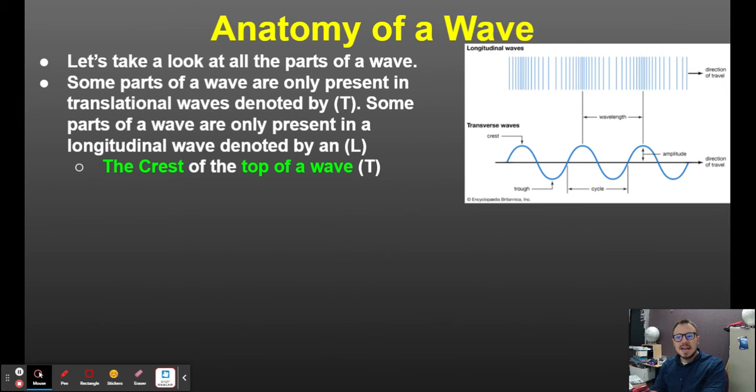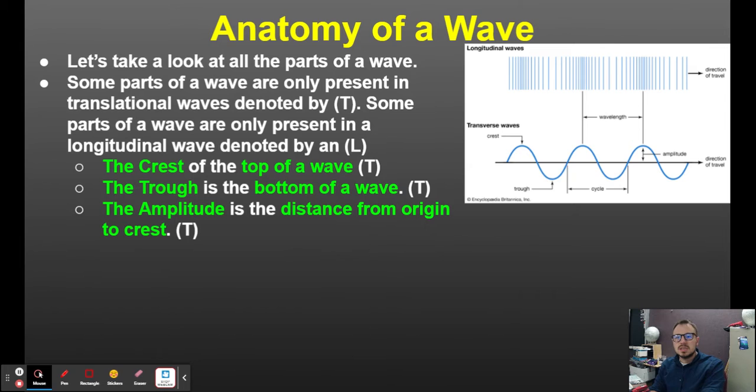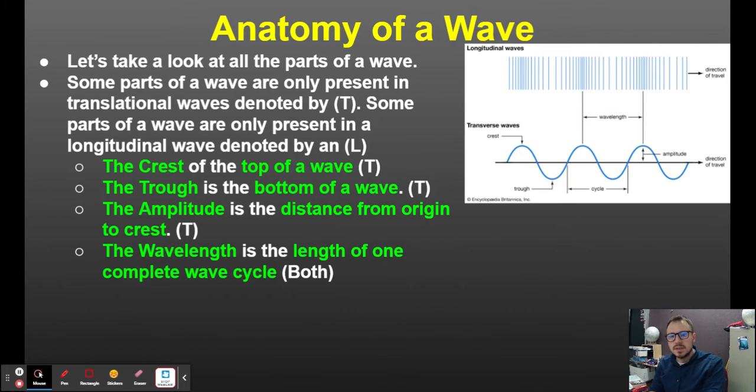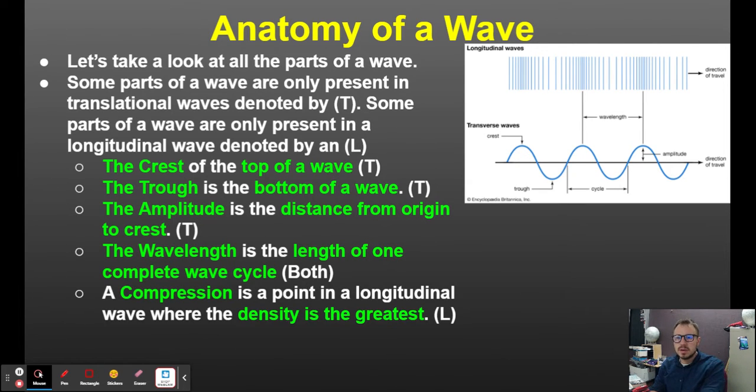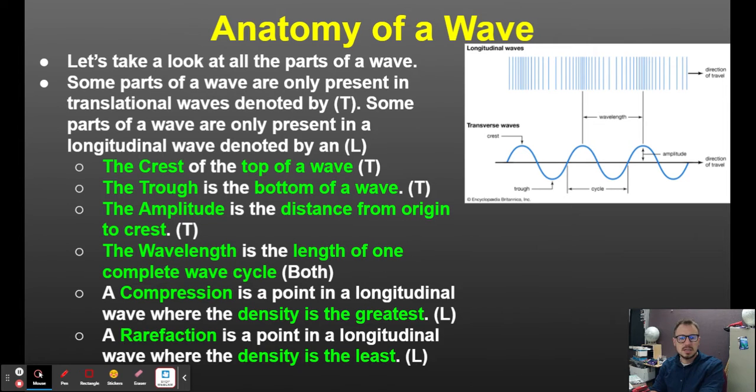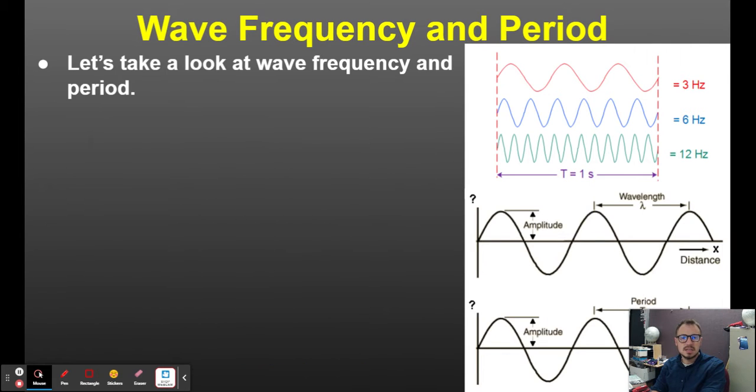Then we learned about the anatomy of the wave. The crest is the top of the wave, the trough is the bottom of the wave, the amplitude is the distance from the origin to the crest, and the wavelength is the length of one complete wave cycle. A compression is a point in a longitudinal wave where the density is the greatest. A rarefaction is a point in a longitudinal wave where the density is the least.